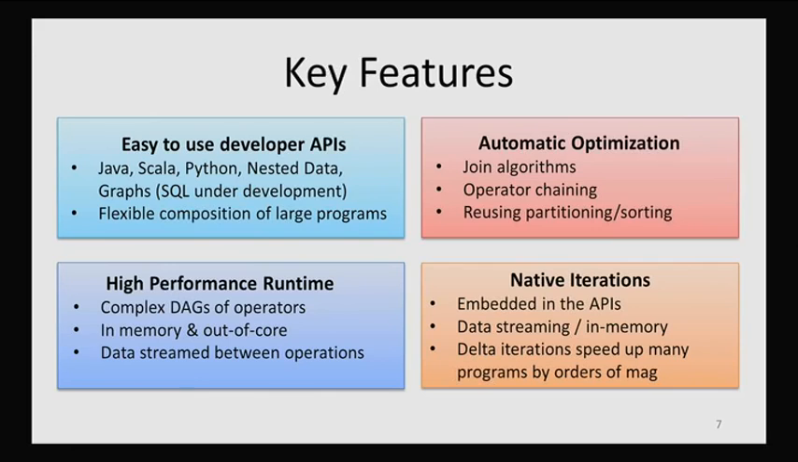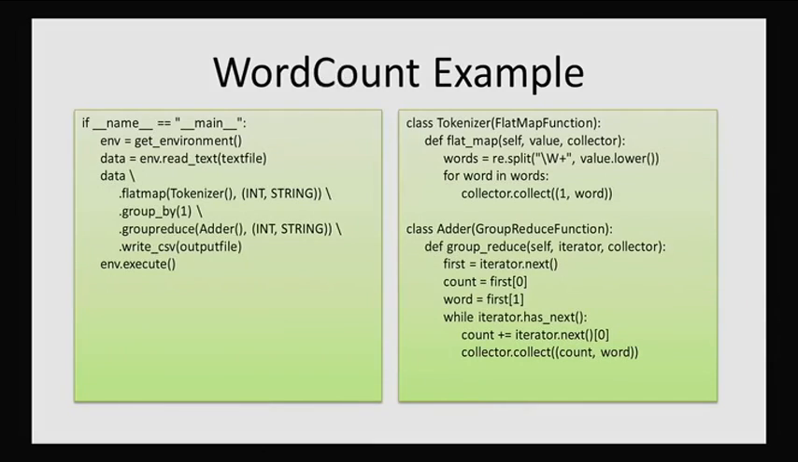So much for Flink in general, and we're now going to look at the Python API. This is a word count example. If you want to know how often each word appears in a text, this is what you would do. On the left side, you have the plan. On the right side, you have your user-defined functions.